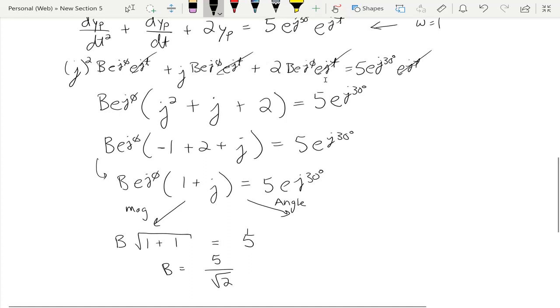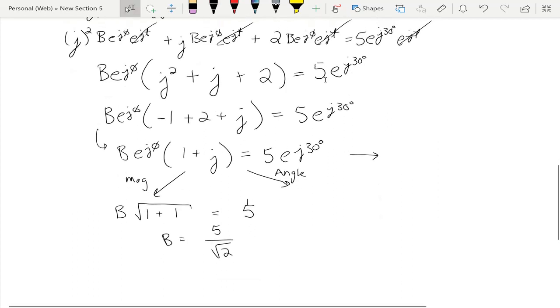Now over here, what do I have for the angle? Let's be careful. I have the angle of b plus phi plus the angle of this term. The angle of this term is arctan of 1 over 1, which is 45 degrees, equals 30 degrees. So basically, what's the angle of b?